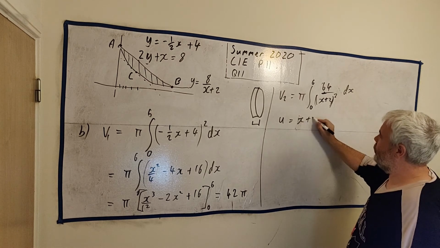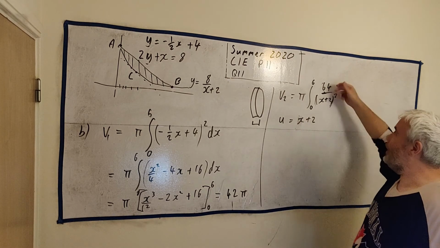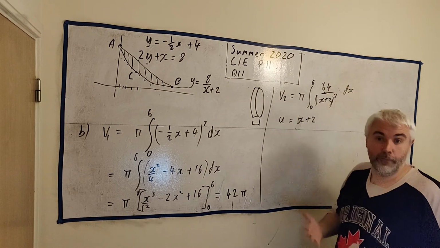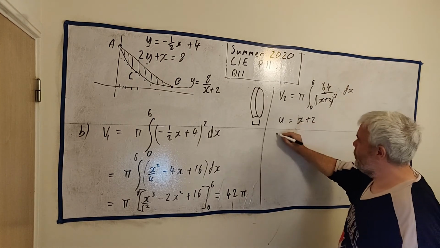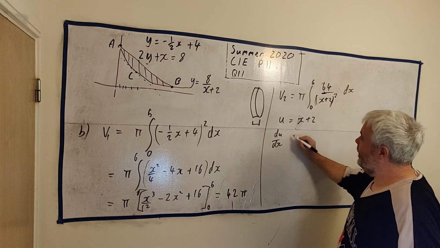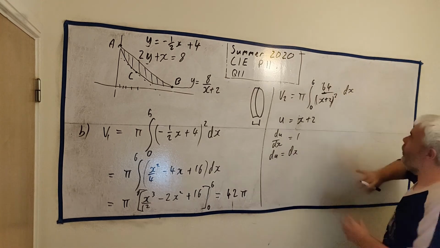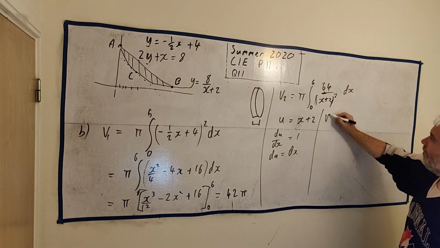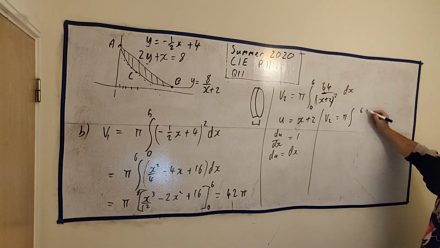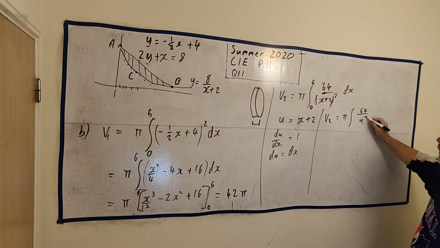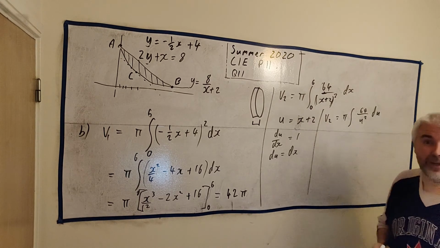If I had a u there instead of x plus 2, I know how to integrate just something that's u squared on the bottom row, or u to the power of minus 2. So I'll do this, but if I'm substituting, I need to know what du dx is. That's equal to 1. That's good. It tells me du is equal to dx. Now I can go ahead and replace a lot of things here. V2, instead of this, is now equal to pi. 64 didn't change. u is on the bottom now, and instead of dx we have du. That's a much easier question to do.